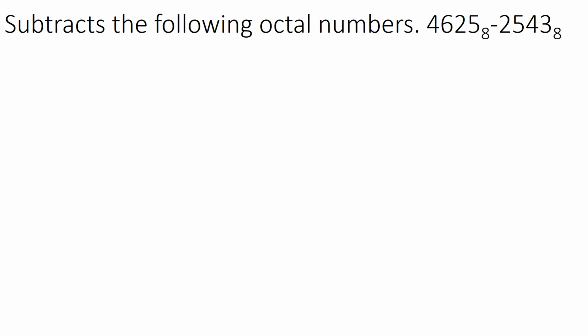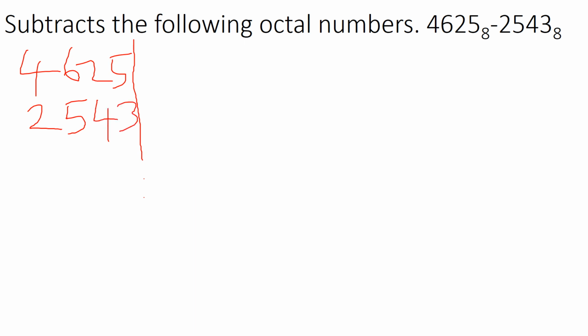That is 4,625 base 8 minus 2,573 base 8. To work this out, we can divide it here, and then we have 4,625, then minus 2,000, then 543 and 43, and then we can subtract that.